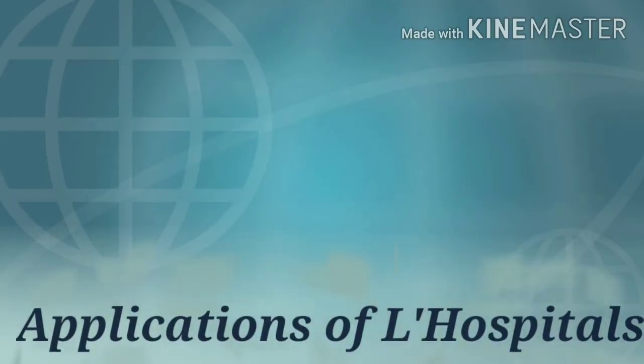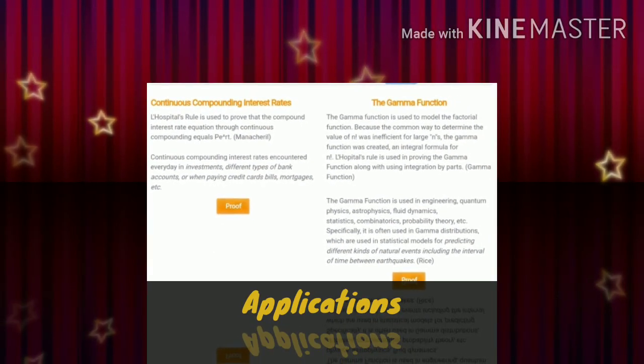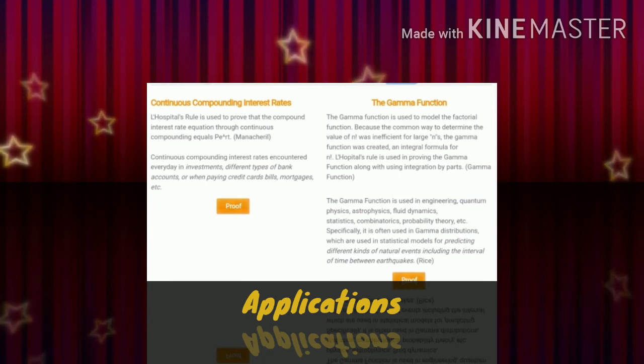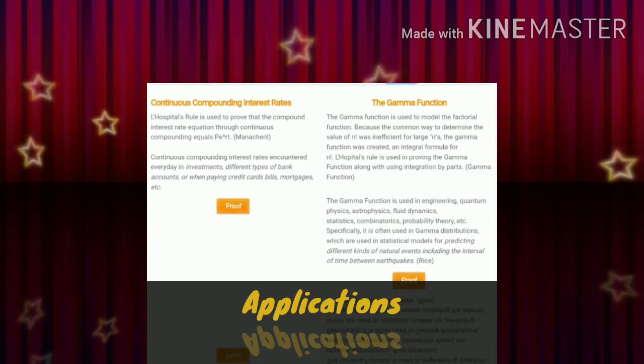Next, applications of L'Hospital's rule. L'Hospital's rule is used to prove that the compound interest rate equation through continuous compounding equals Pe^rt. Continuous compound interest rates are encountered every day in investments, different types of bank accounts, or when paying credit card bills, mortgages, etc.